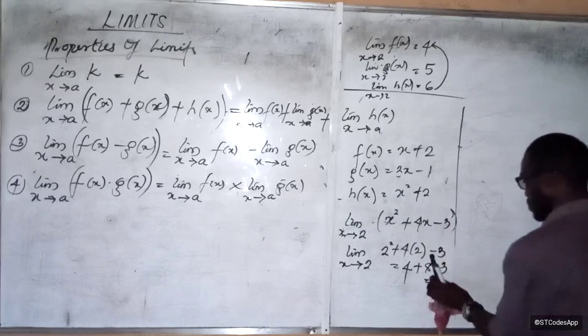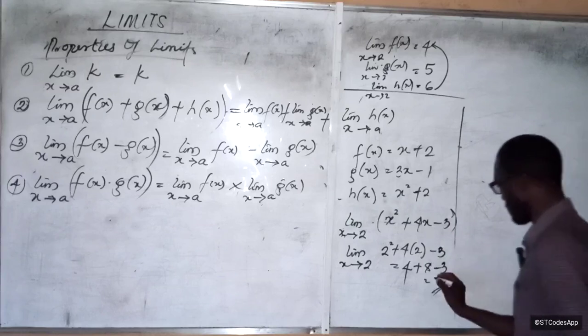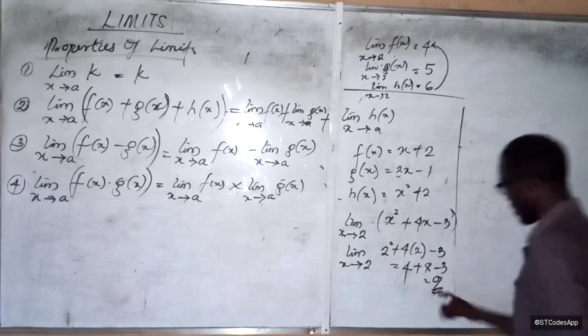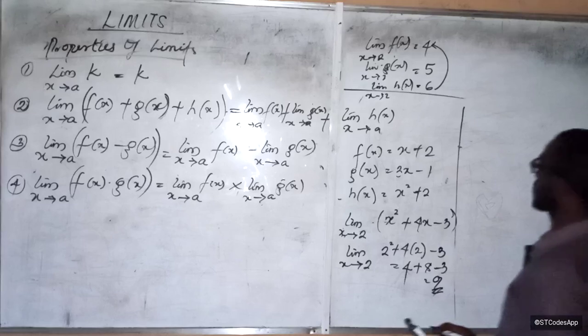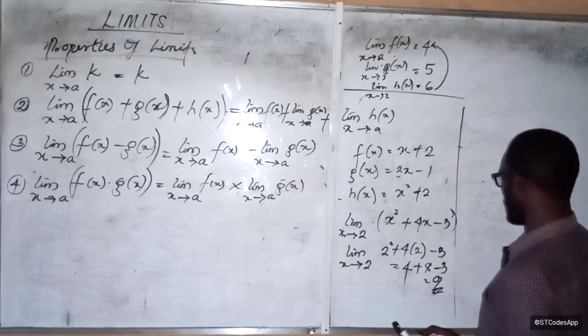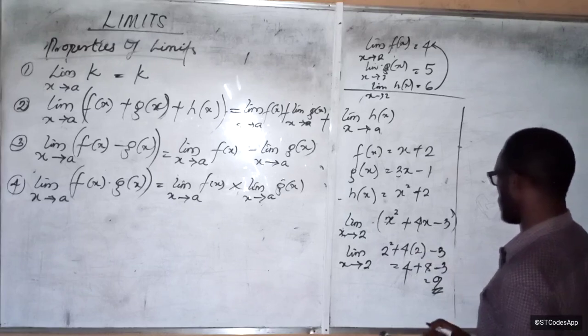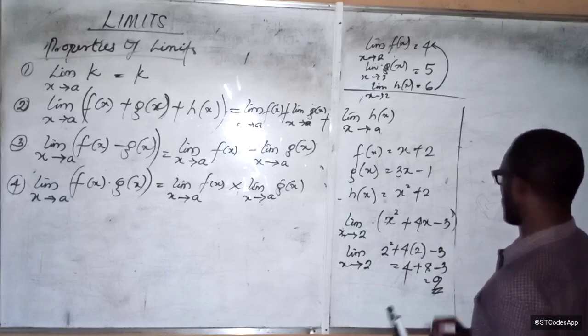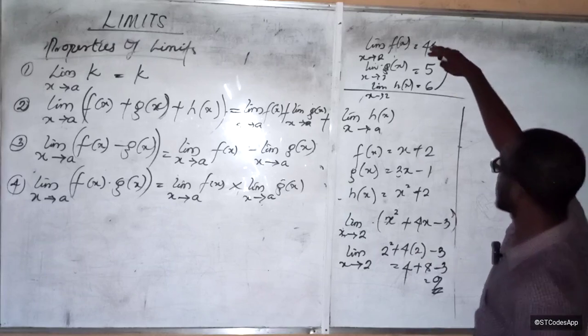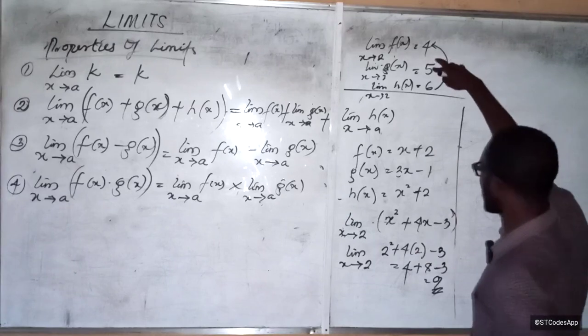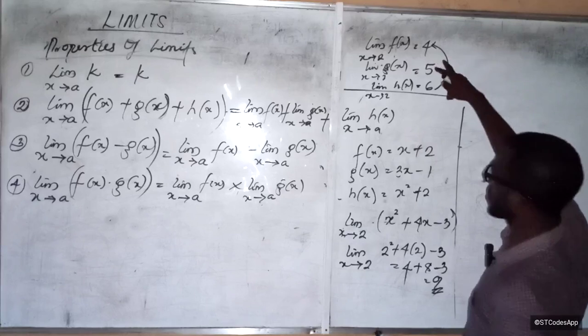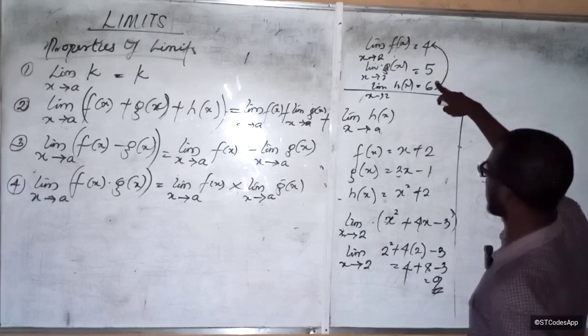This was 12 minus 3. That's 9. Is that okay? That's 9. And this is 2 times this, 8. Alright. I think that's correct now. So let's take this again. So 4 plus 6, that's 9. Plus h of x.